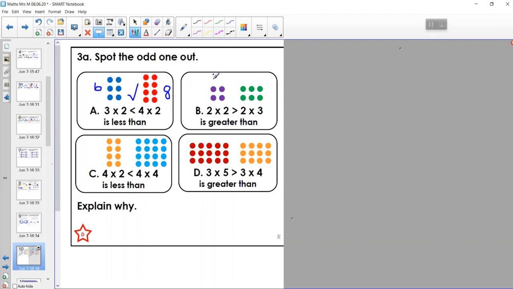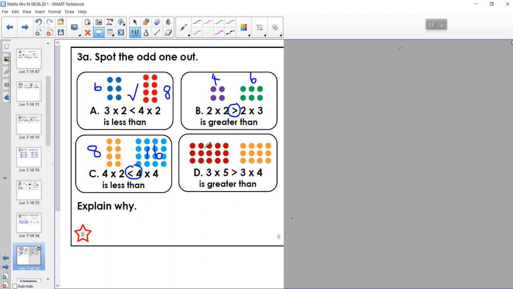I've got 2 times 2, which is 4, and I've got 2 times 3, which is 6. 2 times 2 is less than 2 times 3. I've got 4 times 2, which is 8, and I've got 4 times 4, which is 16. 4 times 2 is less than 16.